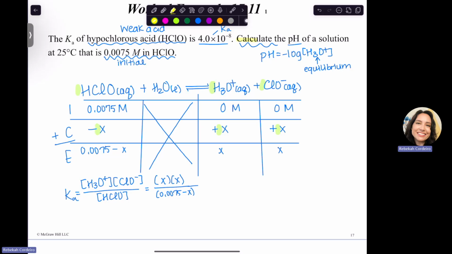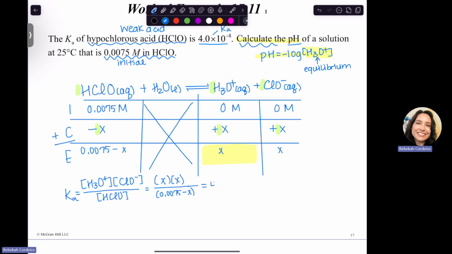We need to solve for X because what are we looking for? I want to know the pH. The pH is related to the equilibrium amount of H3O plus, and that is going to be whatever goes in this area here. So I need to know what X is because that's actually going to be equal to my equilibrium amount of H3O plus.